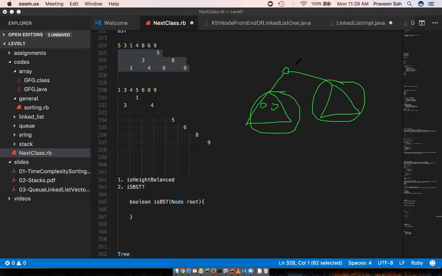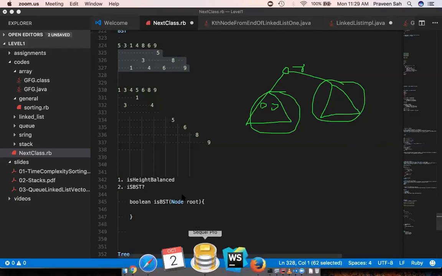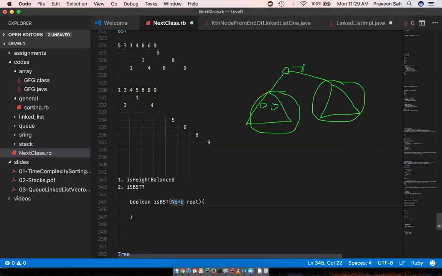So suppose this is root dot value; it will be greater than all the values here, and root dot value will be less than all the values here. Now you get what a binary search tree is? Given a tree, this is a root node. You have been given access to the root node. You have to tell whether this is a BST or not.